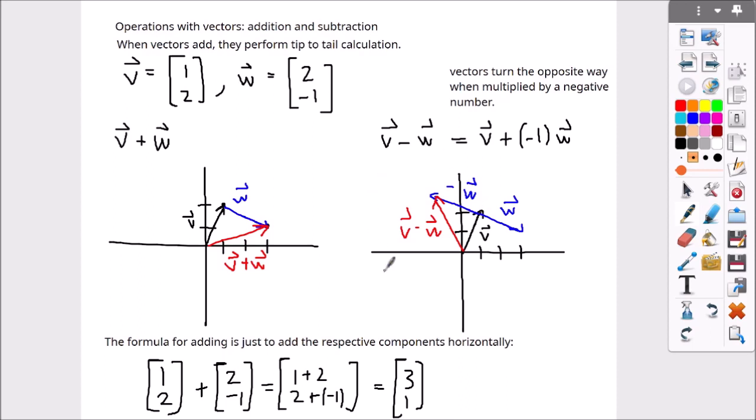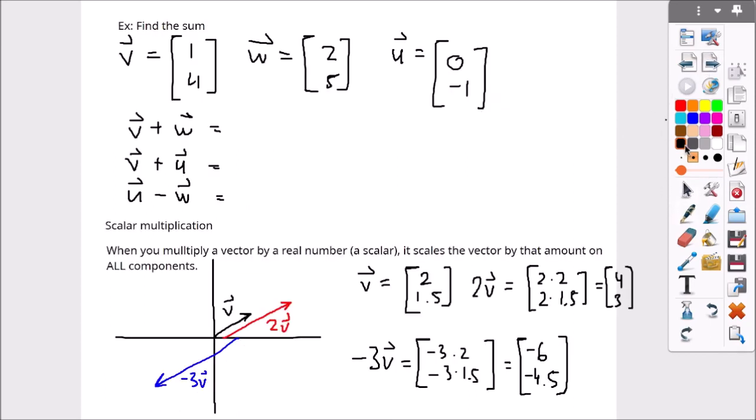So v minus w will be from the origin, so that's where v starts, to the tip of negative w, or the arrow part of negative w, and that will get you 1, 2, and then we're moving negative 2 now, so 1 minus 2 is negative 1, and then v moved 2 up, but since it's moving the opposite direction now, we're moving 1 more up, so it's negative 1 and 3. And that's it. That is the addition and subtraction. Multiplication works a little bit different.